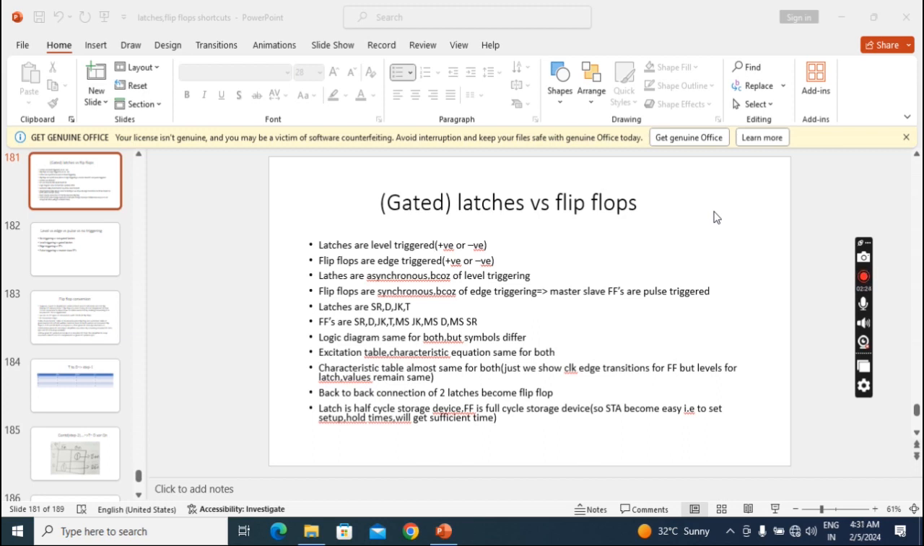But static timing analysis will become difficult in latches. Only half cycle is available for setup and hold time. So STA becomes more difficult in latch. So these are the comparisons.